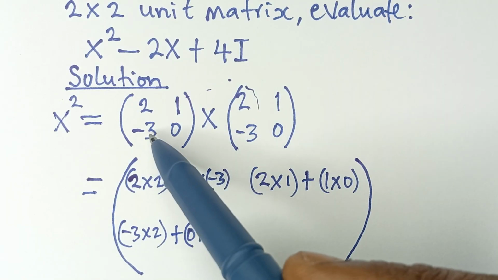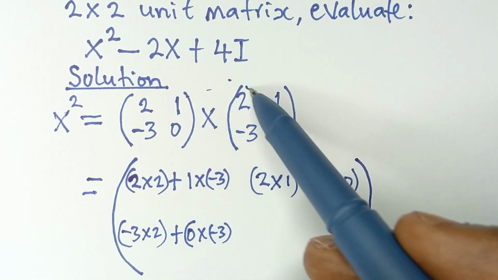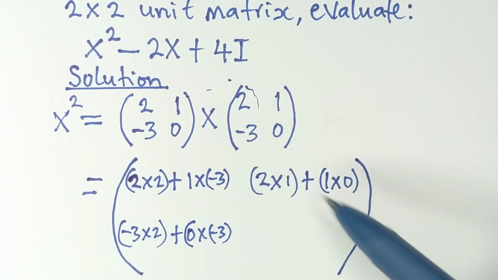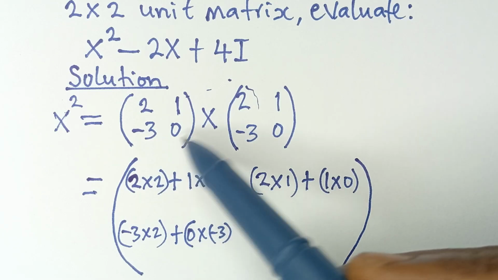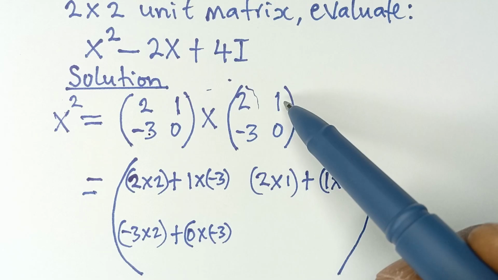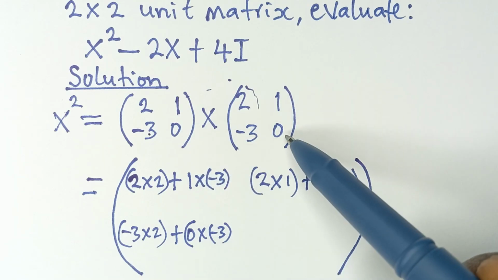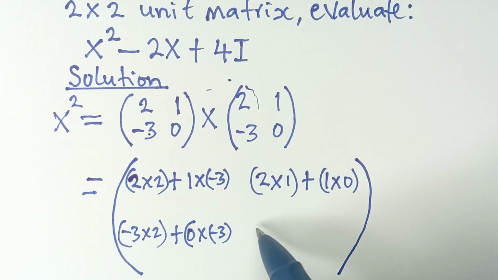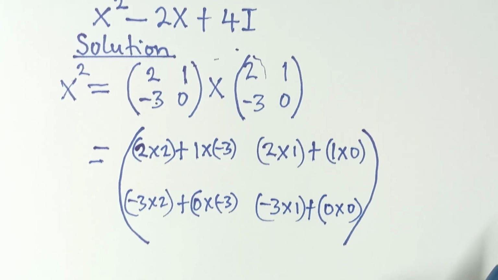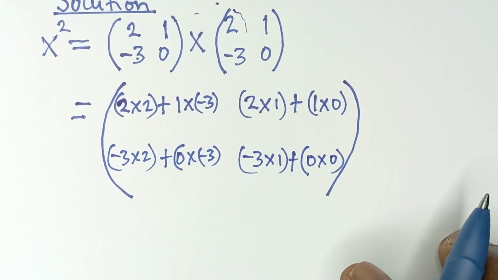This row here is coming down to this column, which is what I've expressed here. Then to get the last part of the matrix, it's going to be this same row, negative 3 and 0, coming down to this column here. So this negative 3 will multiply the 1 up there, and the 0 will multiply 0 down here. So I have negative 3 multiplying 1, added to 0 multiplied by 0. Now we are going to simplify to obtain the matrix.